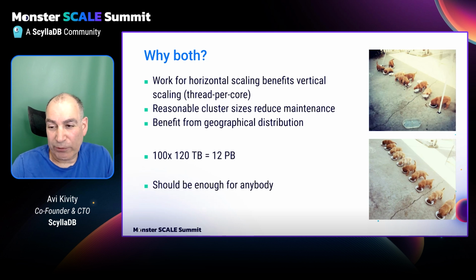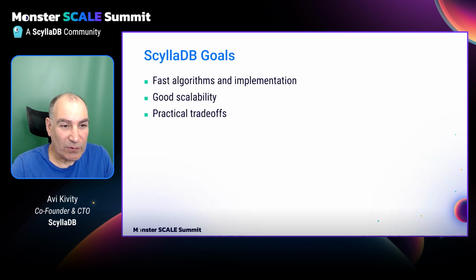So it should be enough for anybody. So what are our goals? First, we need fast algorithms and implementation. Goes without saying, if you want fast single node performance, you need fast algorithms and to implement them well. And you need good scalability in order to actually scale to these sizes. And you need to make practical trade-offs.